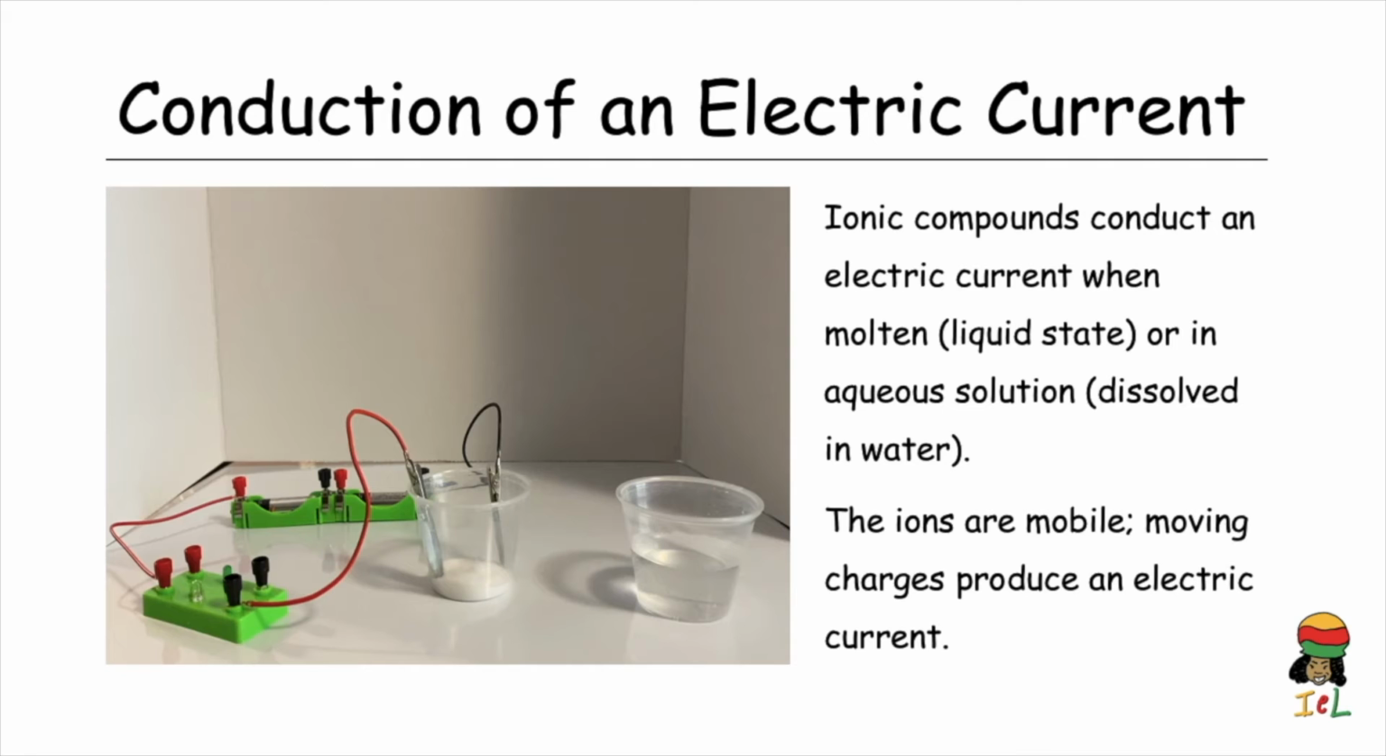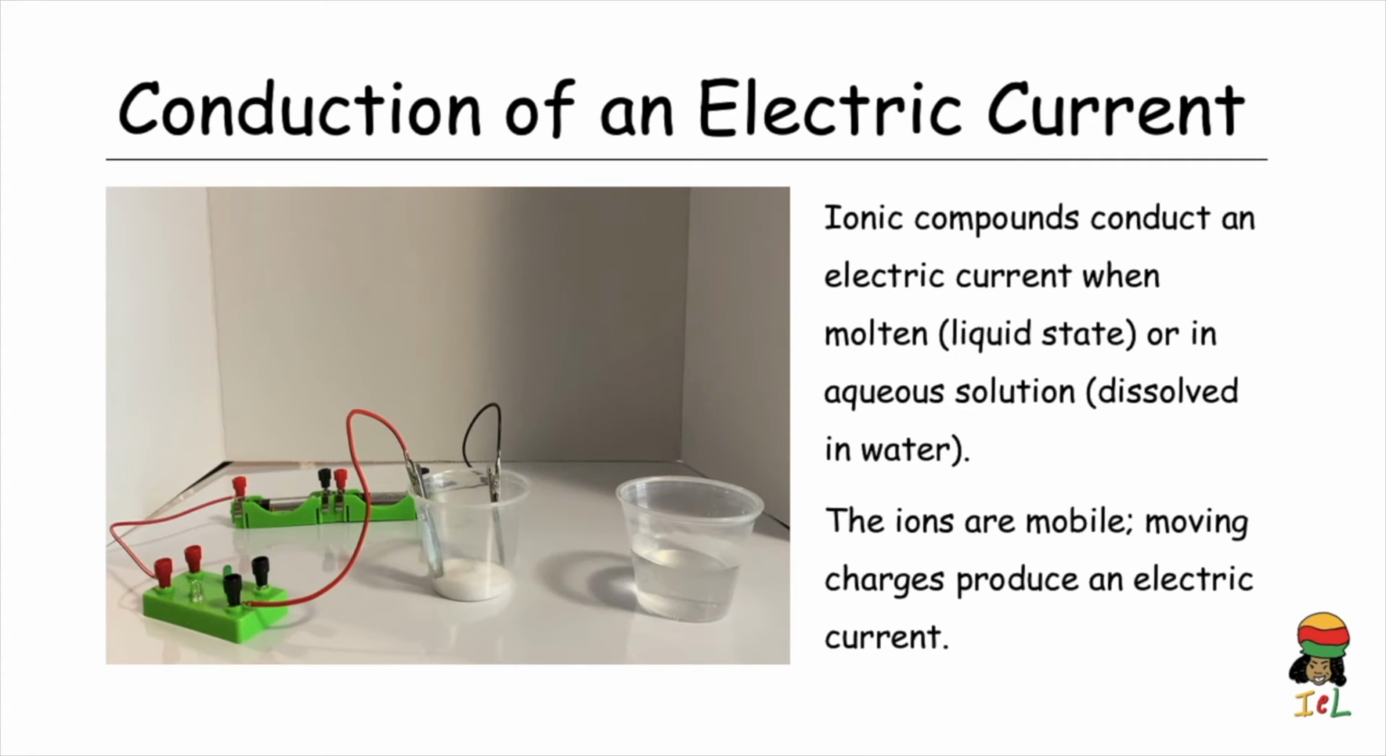However, ionic compounds conduct an electric current when molten, that is, when it's in the liquid state, or in the aqueous state, that is, when it's dissolved in water. Now, this is so because the ions are mobile, that is, the ions are moving around, carrying the charges, and of course, this produces an electric current.